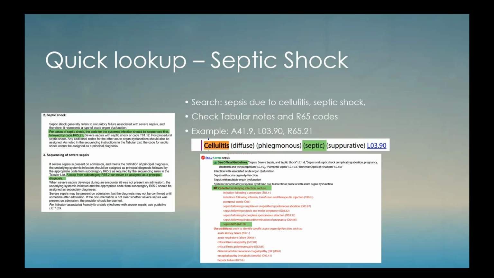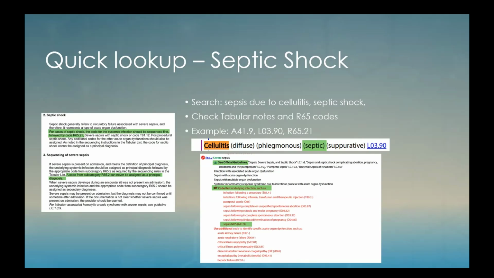In our example, the patient has sepsis due to cellulitis. So we start by coding the cellulitis itself, which is L03.90. Number 2, add the sepsis code.